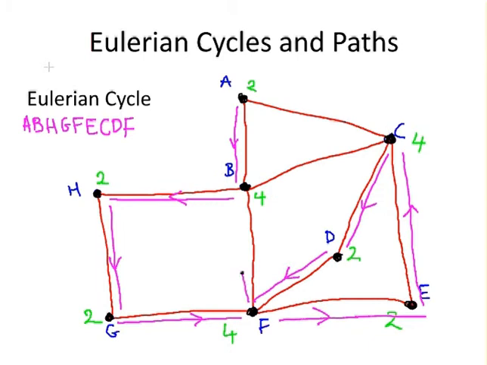I'm going to go back up to B, then to C, and back to A. And that concludes our Eulerian cycle. So F, B, C, A. That's our Eulerian cycle.